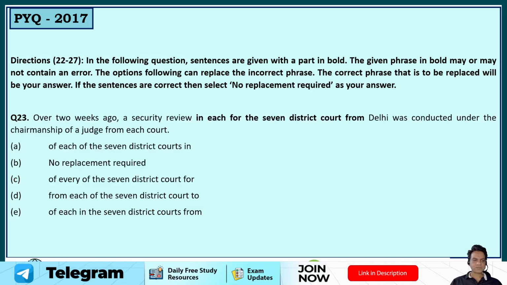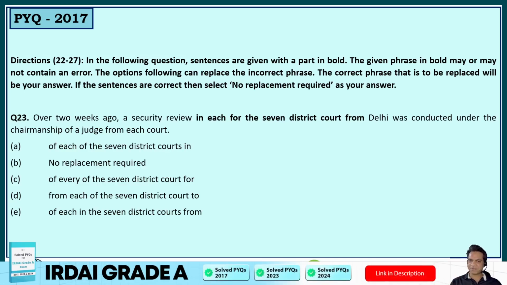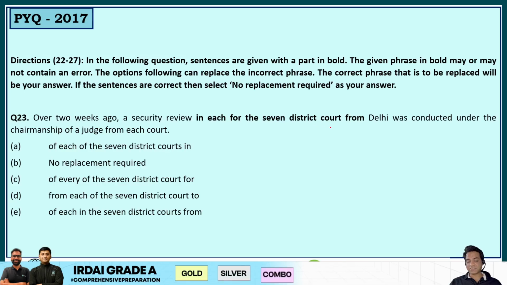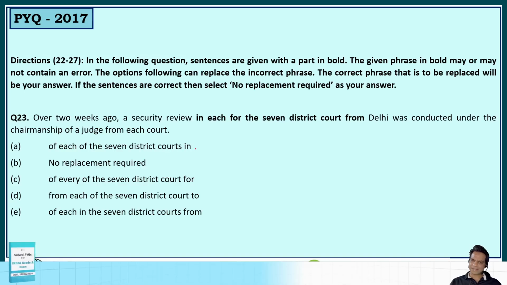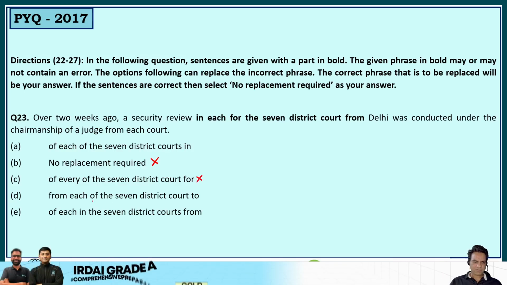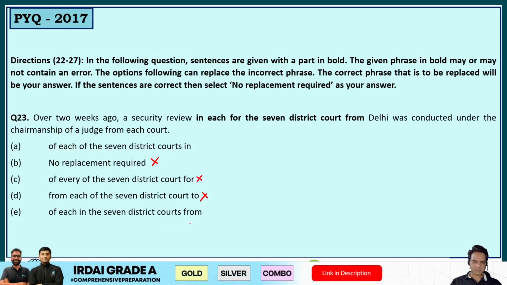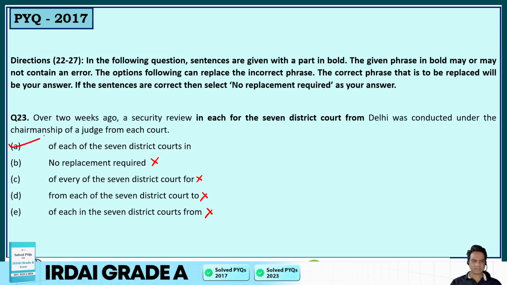Next question, guys. Over the 2 weeks, a security review in each of the 7 district court from Delhi. Now, guys, it should be each of the 7 district courts of Delhi, not from Delhi. So in each of the 7 district courts, in Delhi can also be possible. No, this is not correct. Review of each of the 7 district court is incorrect. From each of the seven, incorrect. Of each of the 7 district courts from Delhi or in Delhi. Of each in the seven, no, each of the 7 district courts in Delhi. So option A is your correct answer, guys.